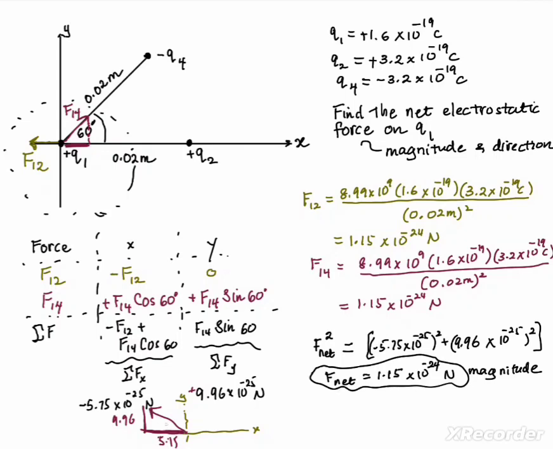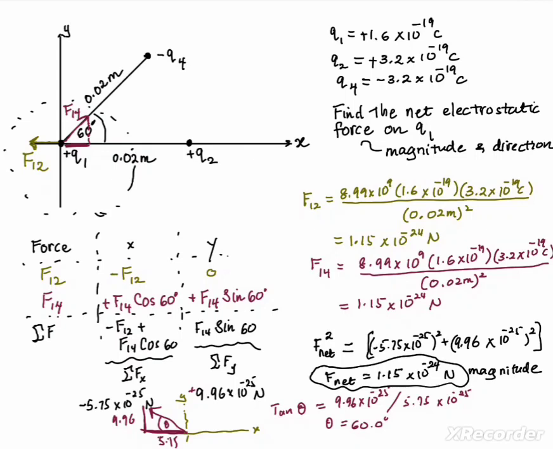Now let's find the angle. So this angle theta, we can use tangent, so tan theta equals opposite over adjacent. Opposite will be 9.96 times 10 to the negative 25th divided by 5.75 times 10 to the negative 25, and then you take the tan inverse of this value and it should give you 60 degrees.